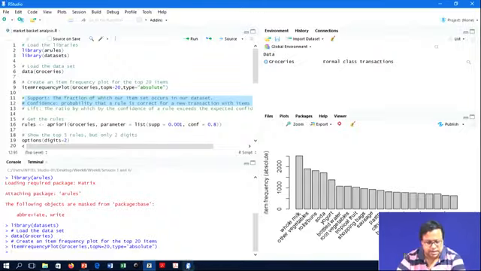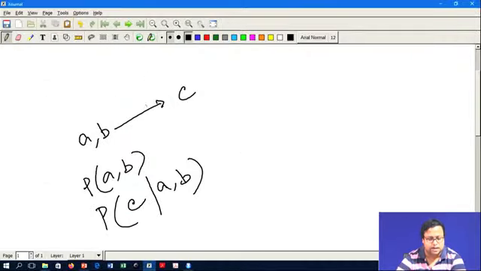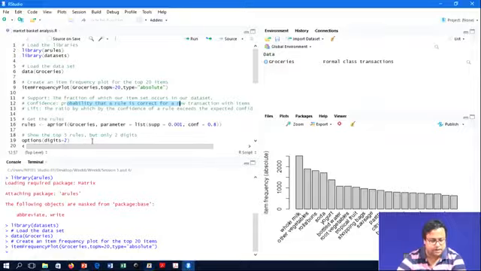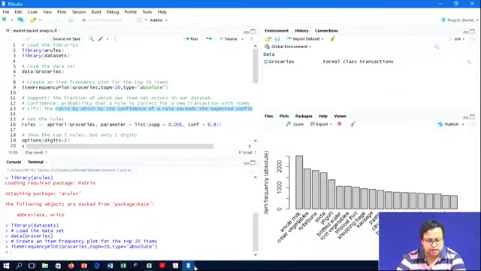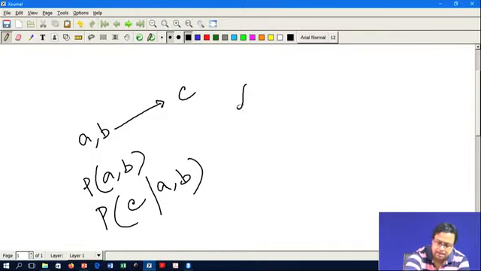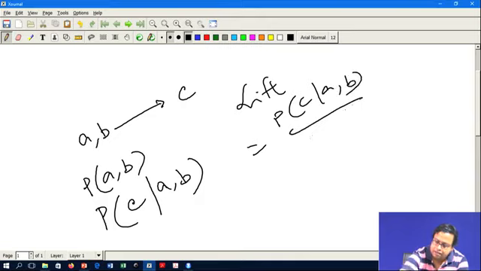So, support is the fraction of the data set in which our item set occurs. Confidence is the probability that the rule is correct, that this rule holds. That is called your confidence. And lift is the ratio by which the confidence of a rule exceeds the expected confidence. In other words, lift is the probability of C given A comma B divided by the probability of C.